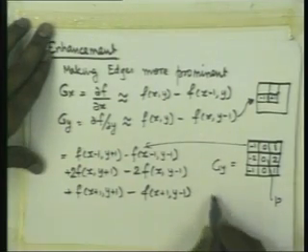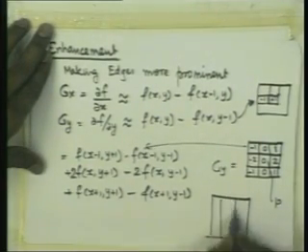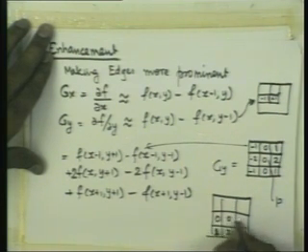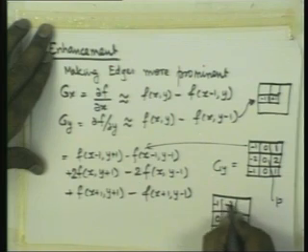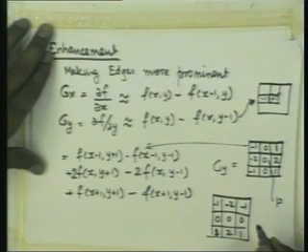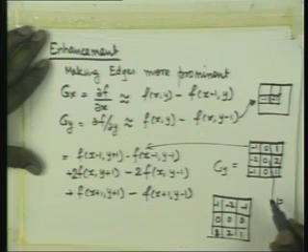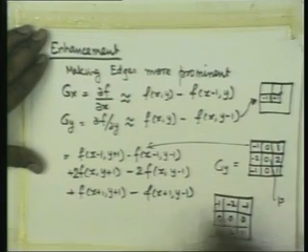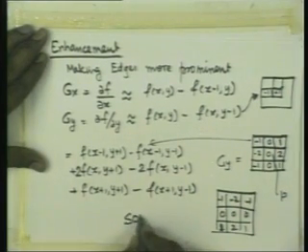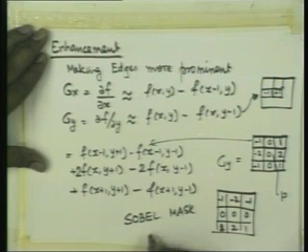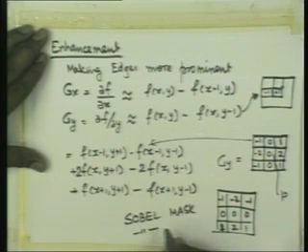Similarly, for the x gradient, I can have 1 2 1, 0 0 0, minus 1 minus 2 minus 1. This is a very common mask used for finding gradients. It is called the Sobel mask or Sobel operator.